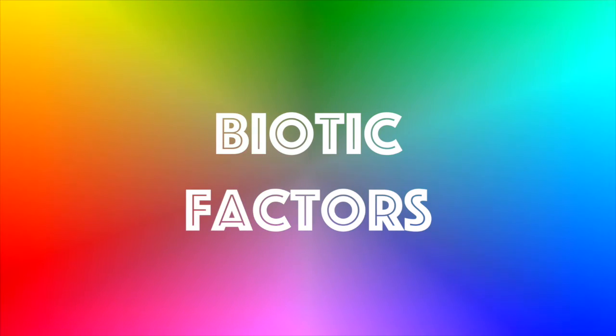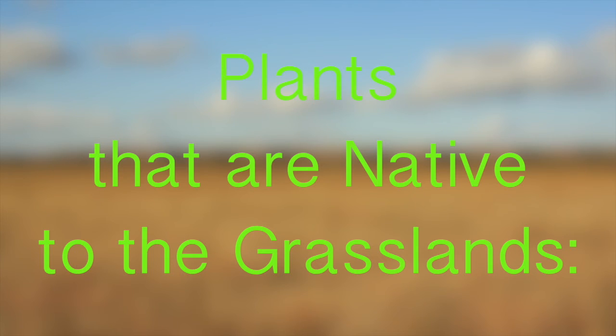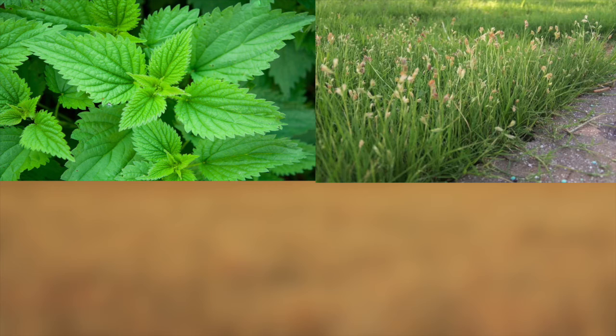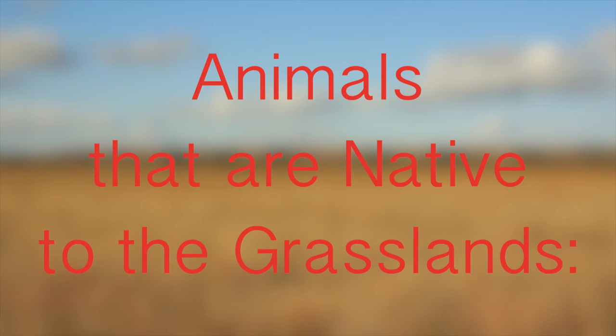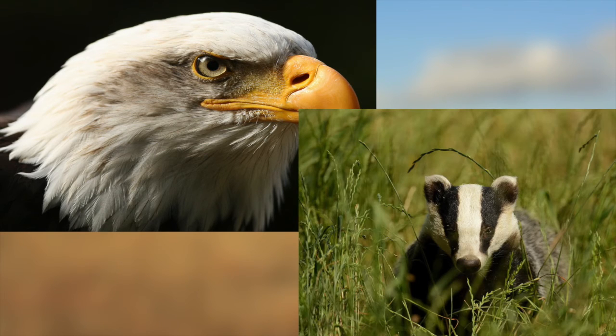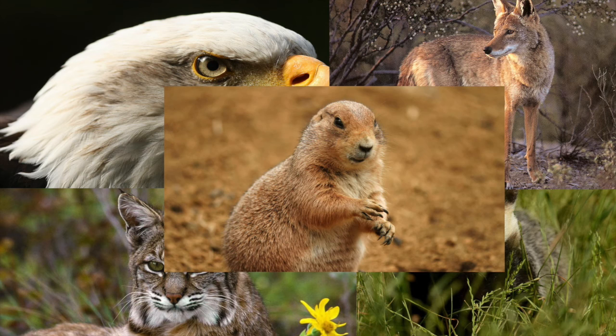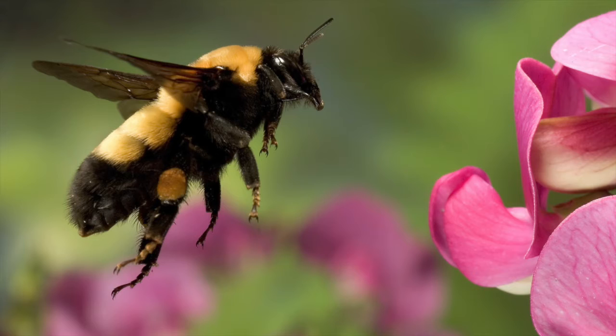So, biotic factors. Plants that are native to the grasslands: stinging nettle, buffalo grass, fleabane, and purple coneflower. There are many animals that live in the grasslands, such as the American bald eagle, the badger, the bobcat, the coyote, the prairie dog, and of course, the bumblebee.